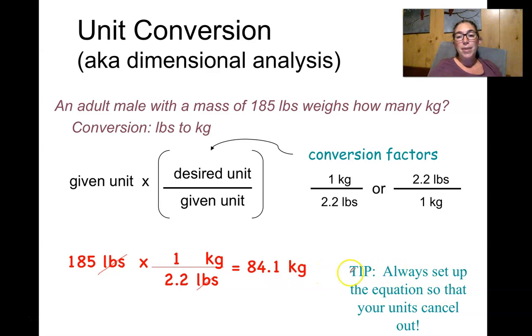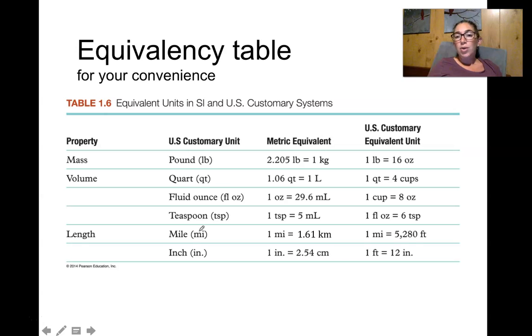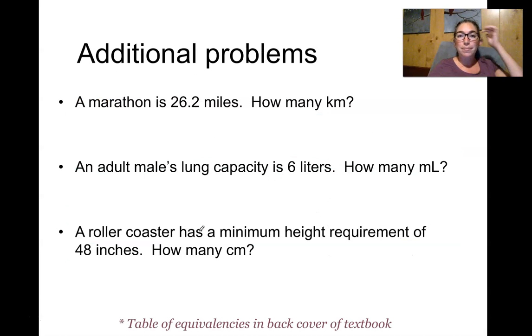So the key tip here is always make sure that you're setting up the problem so that your units are on opposite sides of the fraction so that they will cancel out and you end up with the units that it's asking for. This is just an equivalency table from your textbook. You can find it in the back cover of the textbook, but also within the chapter. You may want to keep that handy, put a tab in it, maybe print one off offline so that you can reference it regularly for these problems.